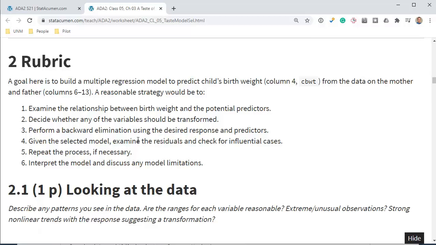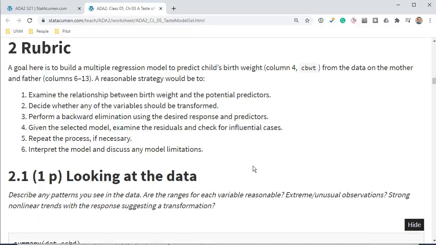And if all that works well, then we can skip step 5. But if there are things to address, like issues with the residuals, so violations of model assumptions, or cases that are too influential, and maybe we want to assess how much the model's fit depends on those influential cases, we might remove those and then repeat this process. And then when we're happy with our final model, finally we'll interpret that model and discuss any limitations. All right, off we go.